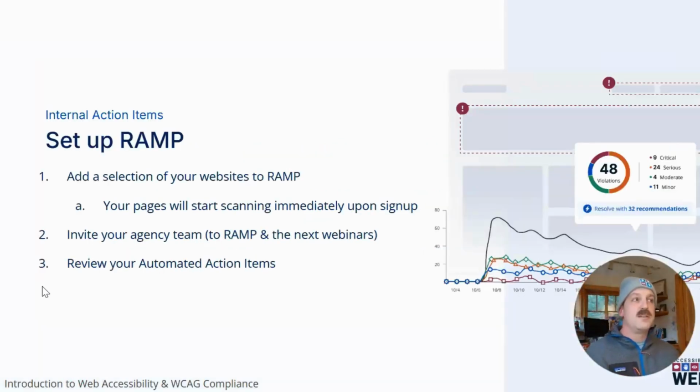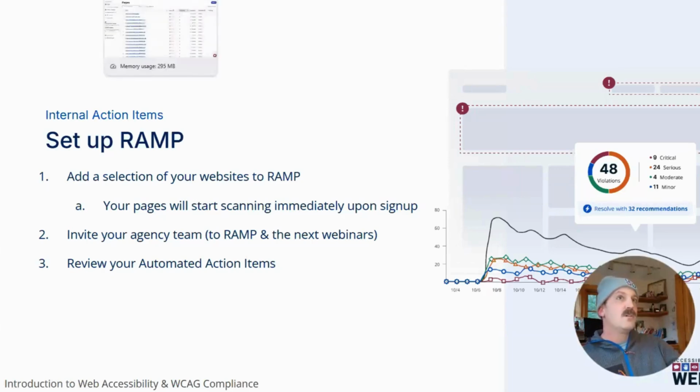So got a couple internal action items that I'd recommend. Set up Ramp, and with that Ramp Pro Plus trial, no obligation, you can add a selection of your websites to Ramp. They'll start scanning immediately. Maybe invite your team, get your developers in there, show them the results that we're seeing, and then review your recommended action items. So I'll show you this.